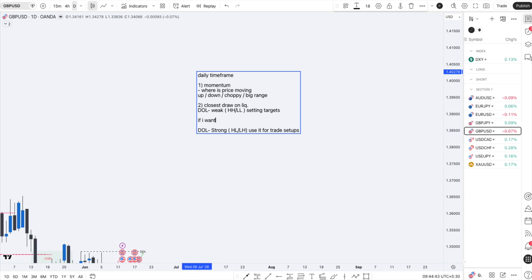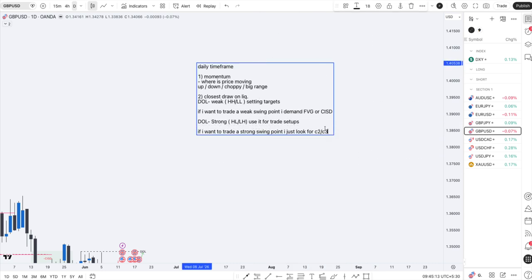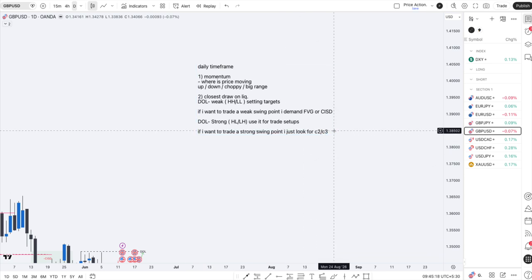If I want to trade a weak swing point, I demand FVG or CISD. And if I want to trade a strong swing point, I just look for C2 or C3. So these are the questions that I ask myself before making a manual analysis.